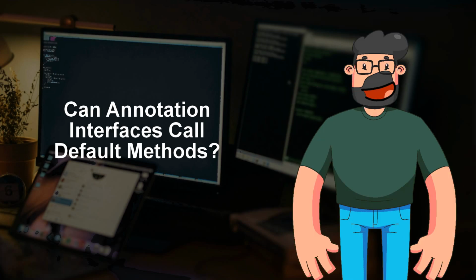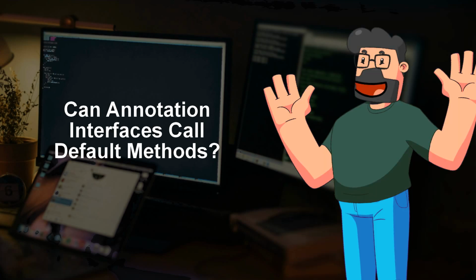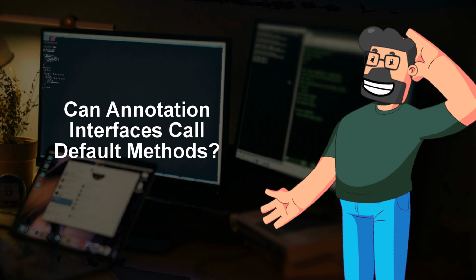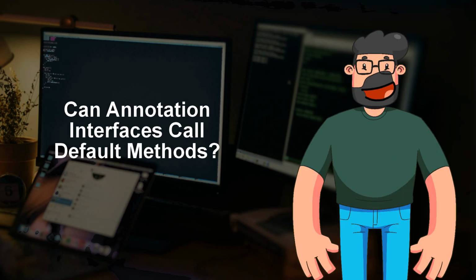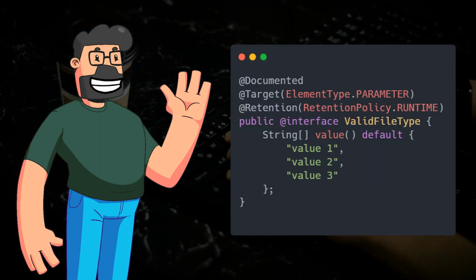Today we're going to tackle a common problem that developers often face in Java programming. The problem at hand involves trying to retrieve the default list of file types from an annotation interface called ValidFileType. This annotation interface has a string array returned by the value method, which contains the default file types. Now, let's delve into the solution.